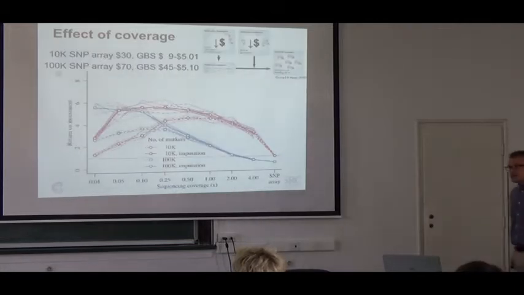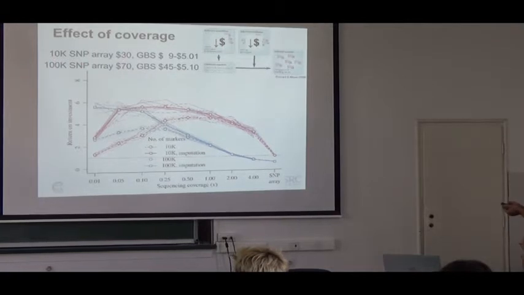Now let's see what this means in terms of return on investment. We had to speculate a little bit about the costs, and your cost model might be slightly different. We assume that the cost for a 10,000 SNP array is going to be $30, and for a 100,000 marker SNP array it is going to be $70. With GBS, it was a bit trickier, but you can read the details of our model in the paper.